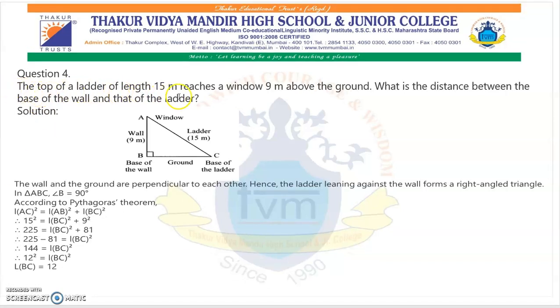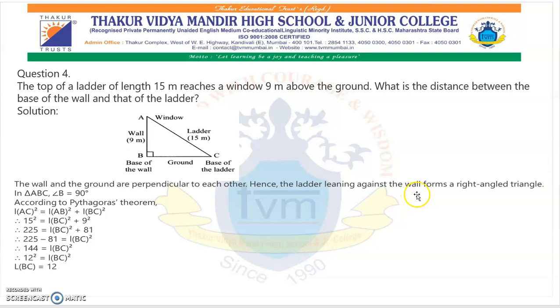Now, a ladder of length 15 meters reaches a window 9 meters above the ground. See, the window is at point A. This B is the base of the wall, this is the ground, and this is the base of the ladder. We have to find the distance between the base of the wall and the base of the ladder. The wall and the ground are perpendicular to each other.